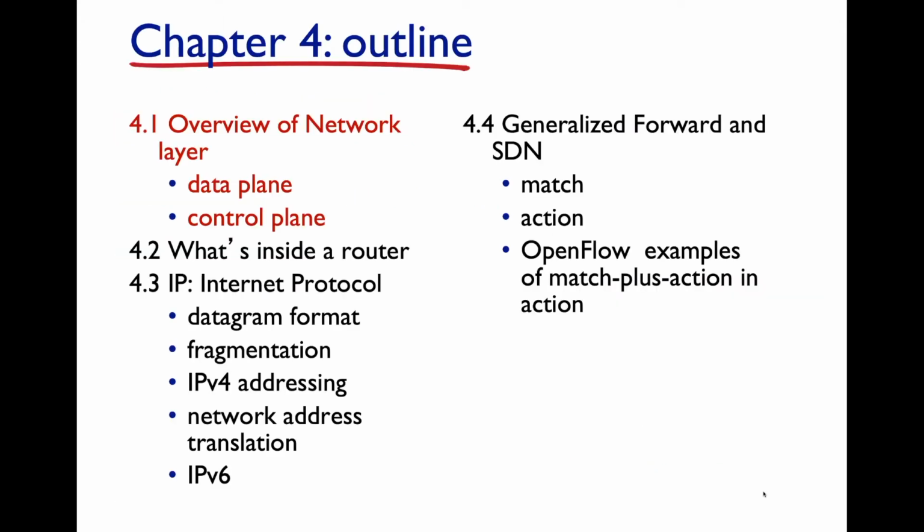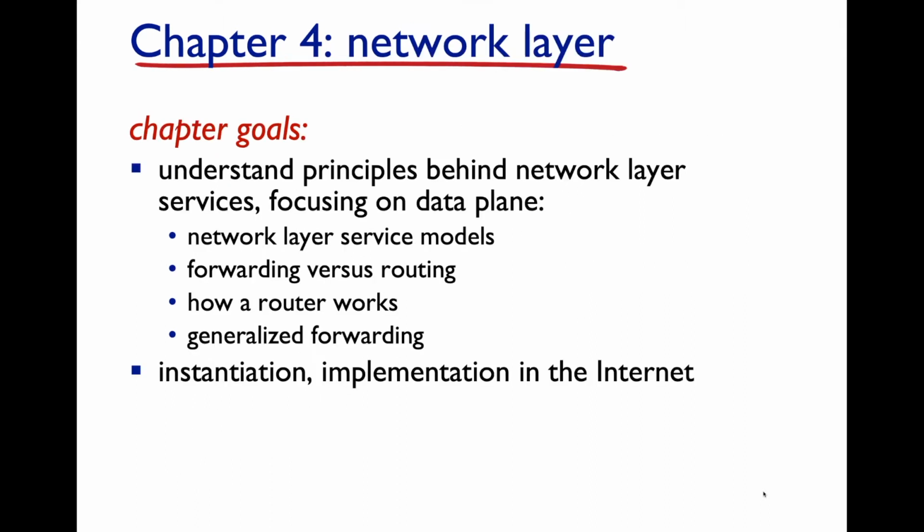Okay, so let's start out with an overview more generally of the network layer. And so the goals of Chapter 4 in the text is to look at principles behind the network layer services, and the focus of Chapter 4 is on the data plane. So we'll look at service models, we'll look at forwarding versus routing, what the difference is, how a router works at an architectural level, and look at generalized forwarding and how that manifests itself or is implemented on the internet.